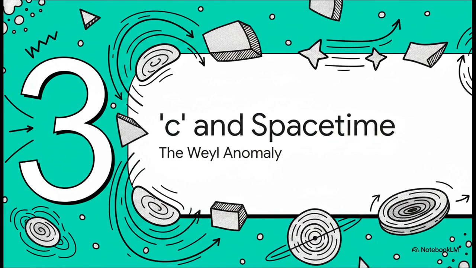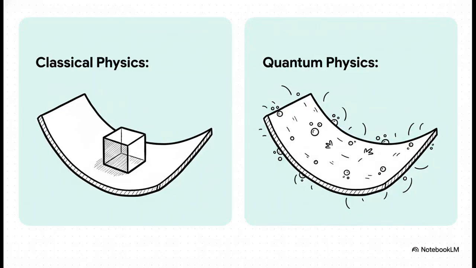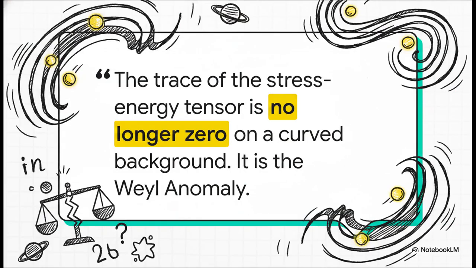the Weyl anomaly. Classically, a conformal theory is what we call scale invariant. That just means the physics looks the same whether you zoom way in or zoom way out, even on a curved surface. But in the quantum world, that's just not quite true. The quantum vacuum is this bubbling, active place, and it absolutely notices the curvature of the stage it's living on. And this effect has a name, the Weyl anomaly. Basically, a certain quantity that should be zero in the classical theory, the trace of the stress-energy tensor, suddenly isn't zero anymore when you put the quantum theory on a curved background. The theory's perfect scale invariance is broken.